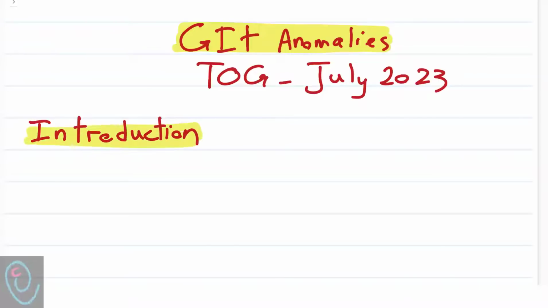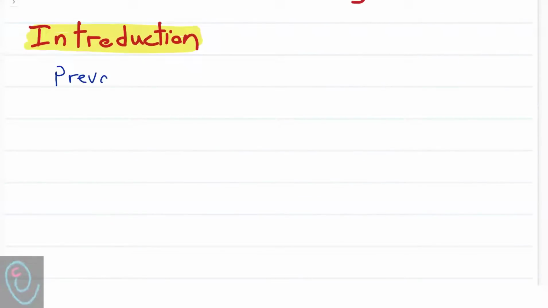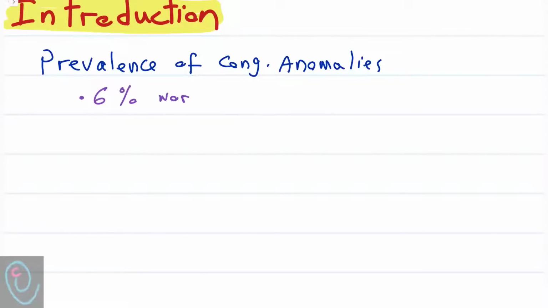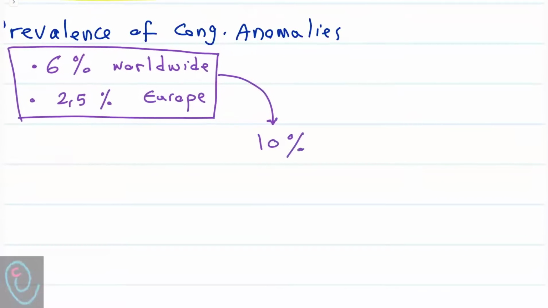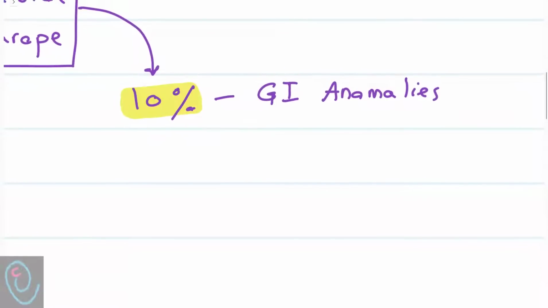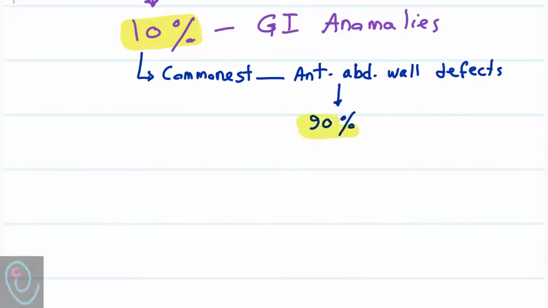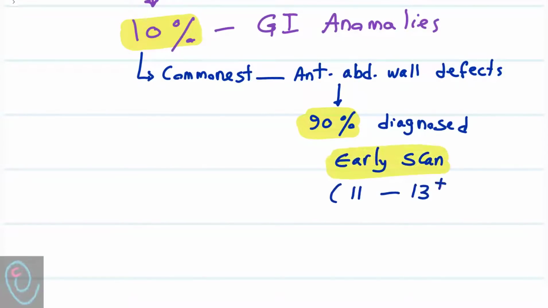Starting with an introduction, the prevalence of congenital anomalies is reported as 6% worldwide, but only 2.5% in Europe. About 10% of these anomalies are gastrointestinal. The commonest gastrointestinal anomalies are anterior abdominal wall defects, which include omphalocele and gastroschisis. And 90% of these anomalies are diagnosed during the early scan, between 11 and 13 plus 6 weeks.